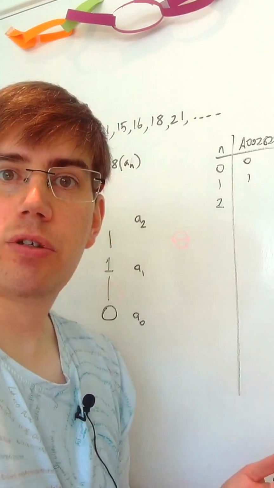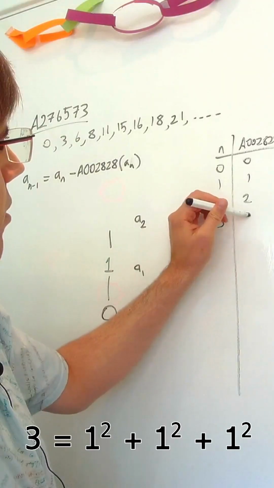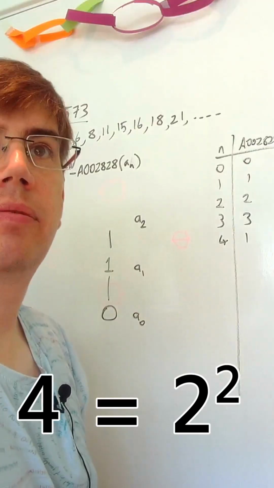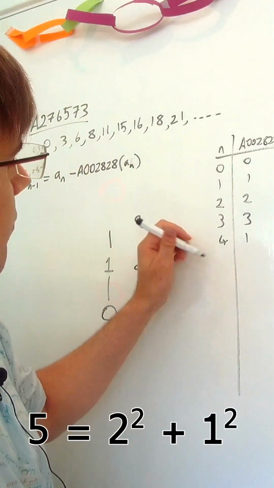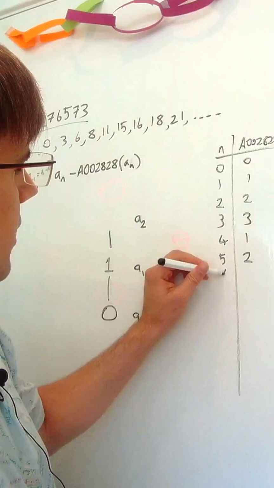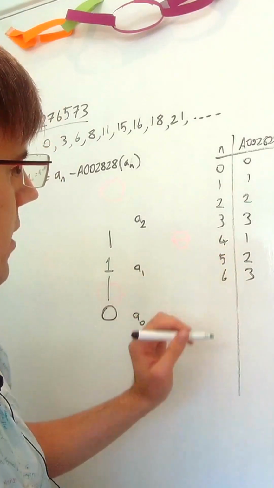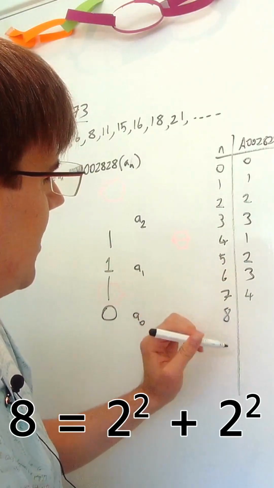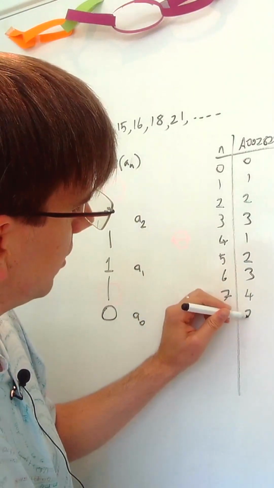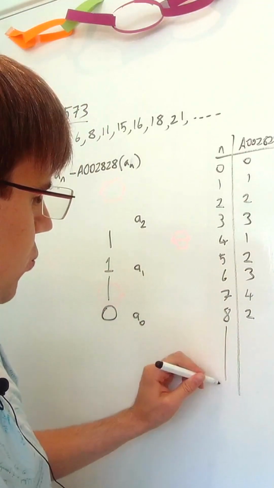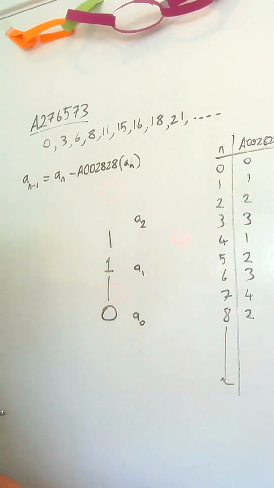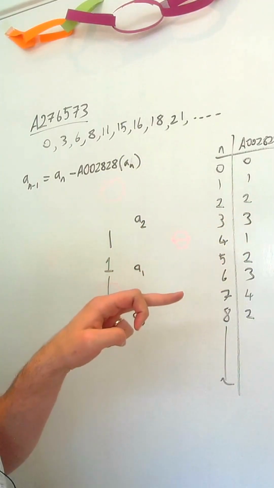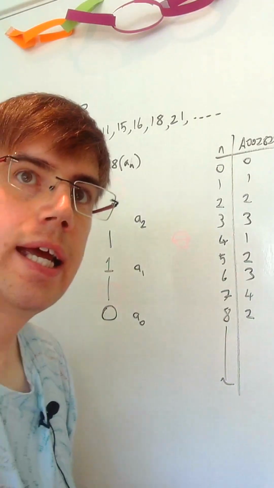2, I need 2 squares, 1 plus 1. 3, I need 3 squares. 4, that's a square number. I only need 1 square number. 5 is 4 plus 1, so that's 2. 6 is 4 plus 1 plus 1, that's 3. 7, 4 plus 1 plus 1 plus 1. 8, 4 plus 4, 2 squares. So, right, so this carries on forever. I need a number such that the difference between these two things is 1. Can you see one?